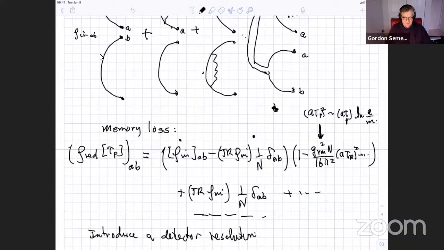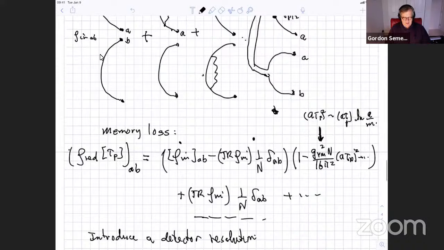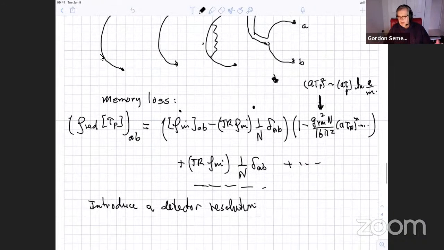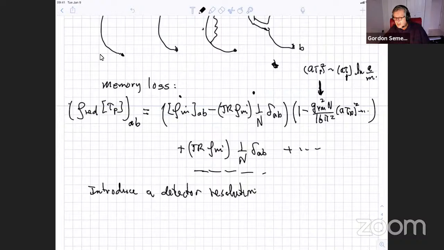Then this formula no longer is perfect. Some of these corrections will only have this sigma p instead of tau p in them. So one can go back and look at this. It's kind of easy. And the result will look something like this. Okay, with a detector resolution. What do you get? Actually, the first term is just identical. So the memory loss doesn't change.